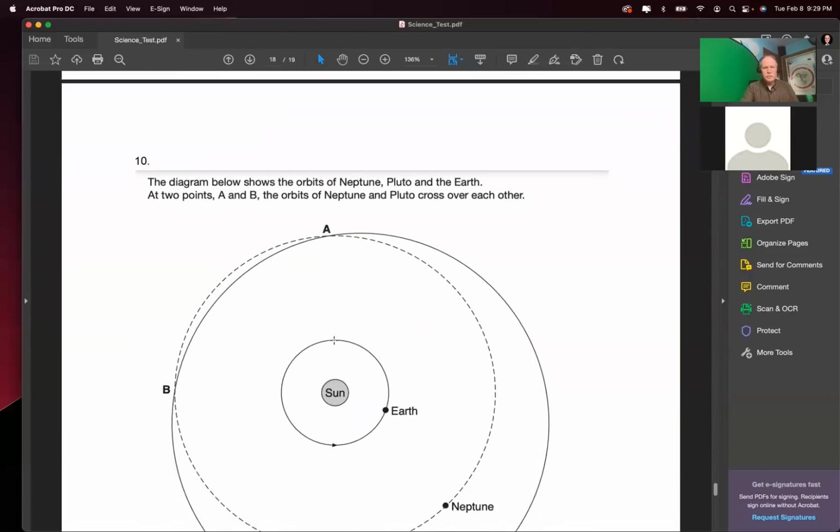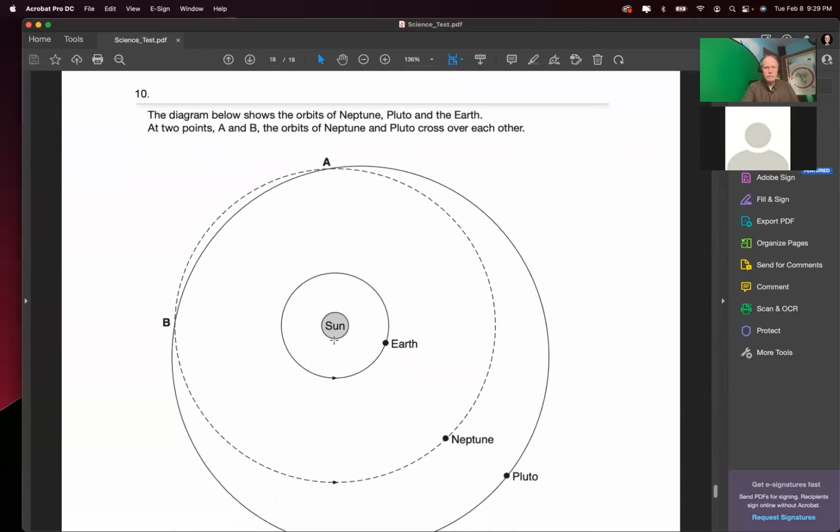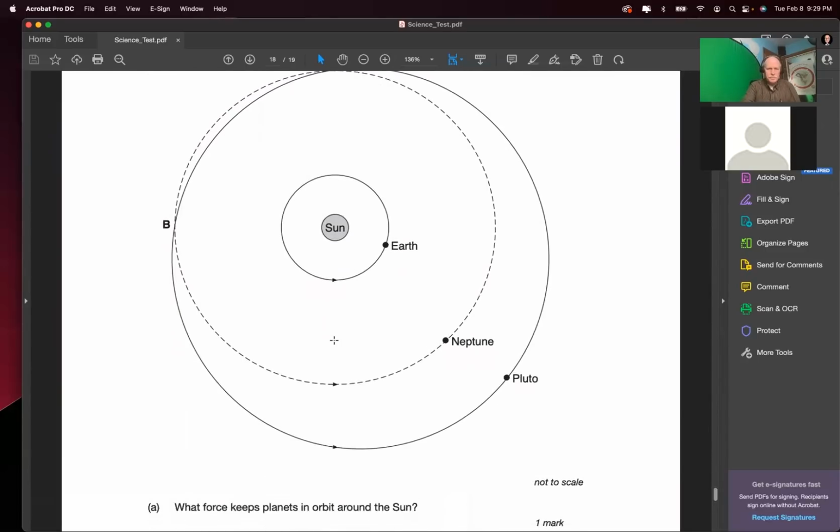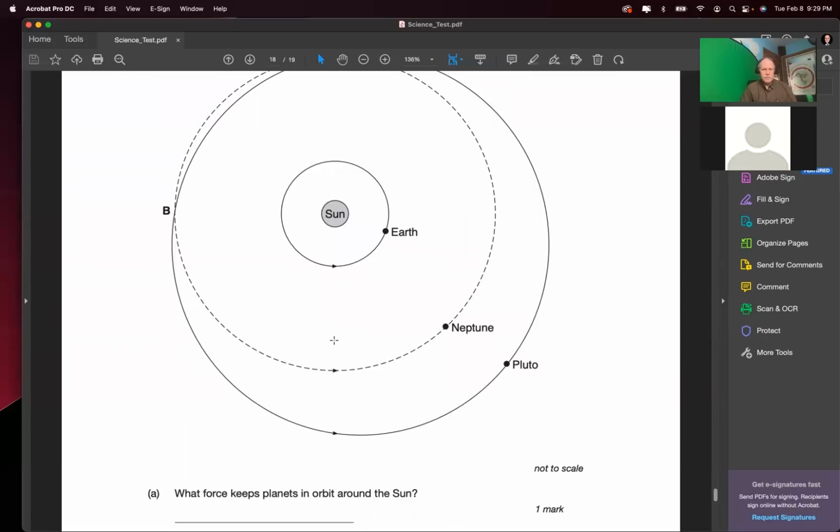Now our next one shows the orbits of Neptune, Pluto, and Earth. At 2 points, A and B, the orbits of Neptune and Pluto cross each other. Just kind of a cool thing, by the way. What force keeps the planets in orbit about the sun? Gravity, since this is a test on the globe model.